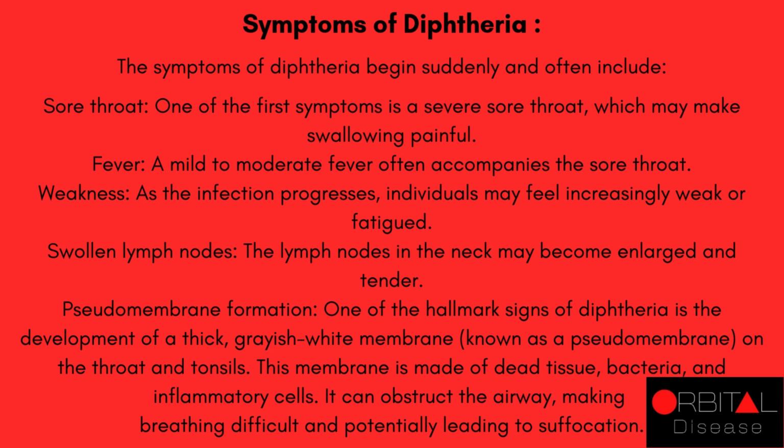Pseudomembrane formation. One of the hallmark signs of diphtheria is the development of a thick, grayish-white membrane, known as a pseudomembrane, on the throat and tonsils. This membrane is made of dead tissue, bacteria, and inflammatory cells. It can obstruct the airway, making breathing difficult and potentially leading to suffocation.